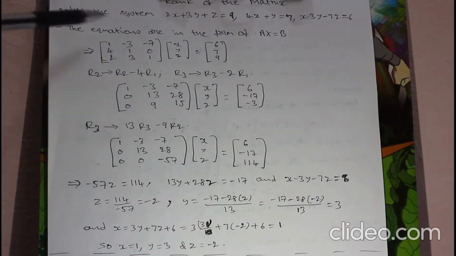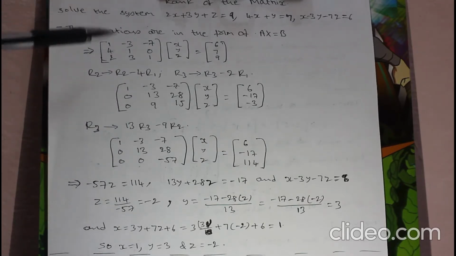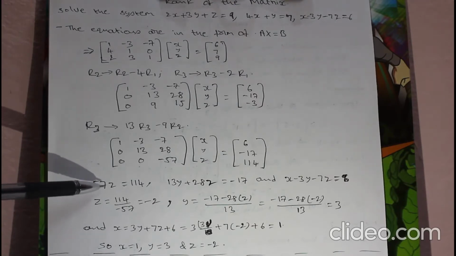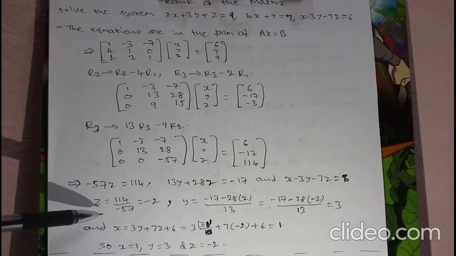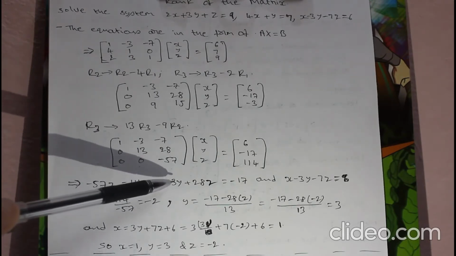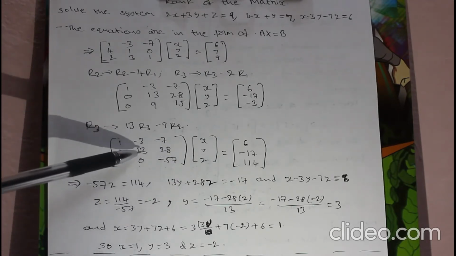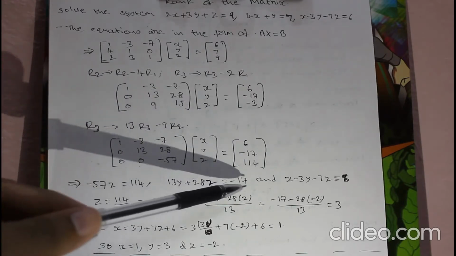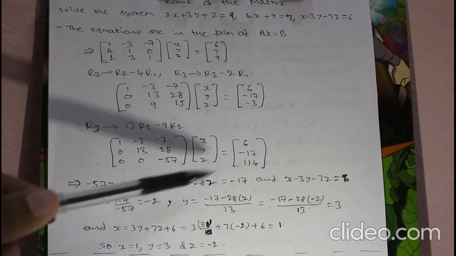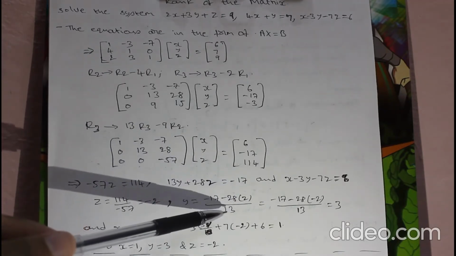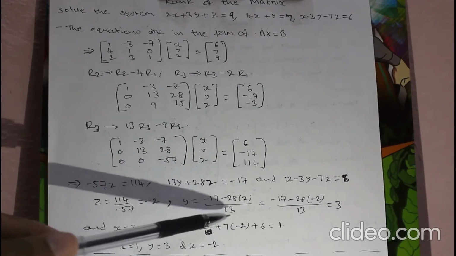Since it is not asked to find the rank, we need not do any more operations. Directly take the equations from here. That is minus 57z is equal to 114. That is z is equal to 114 by minus 57, that is equal to minus 2. So 13y plus 28z is equal to minus 17. So that is the equation. So y is equal to minus 17 minus 28 z, we got z as minus 2, so that is minus 2 divided by 13.